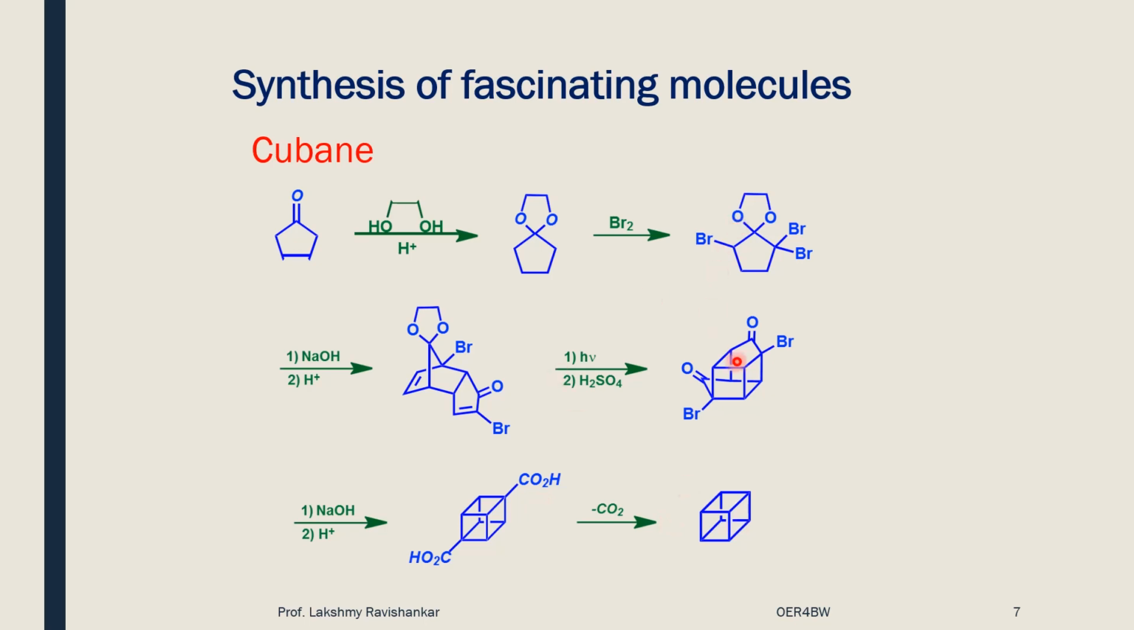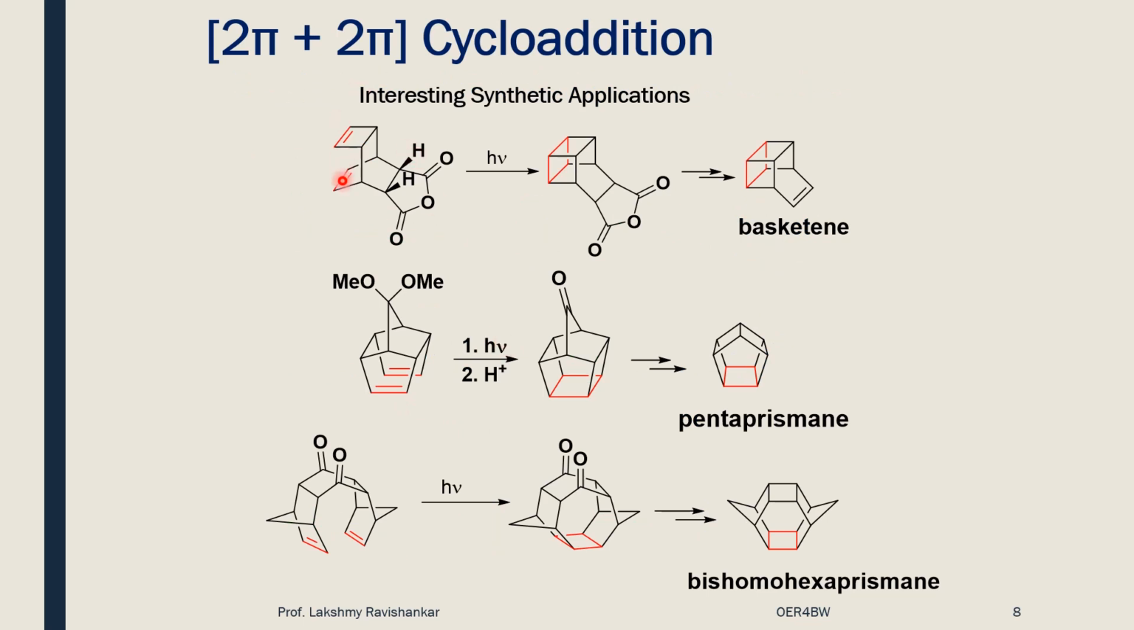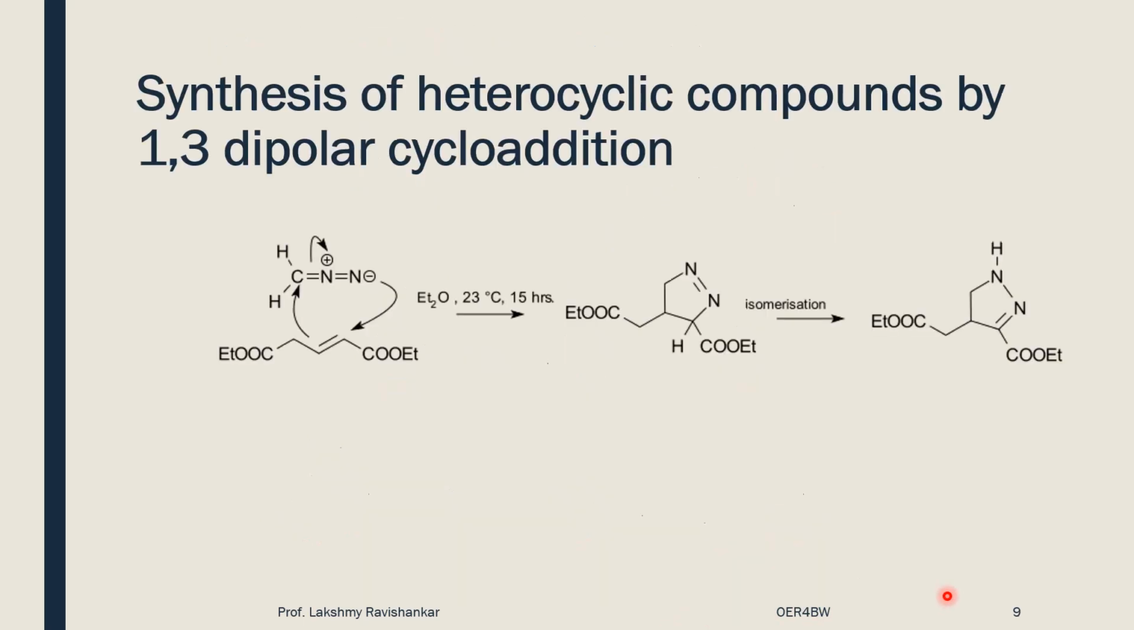So which are the two pericyclic reactions involved? You have a 2+2 cycloaddition and you have a 4+2 pi cycloaddition. The 2+2 pi we have already seen in the past. The same thing I am reiterating here is one crucial step in the preparation of some fascinating molecules, basketene, pentaprismane and bis-homohexaprismane.